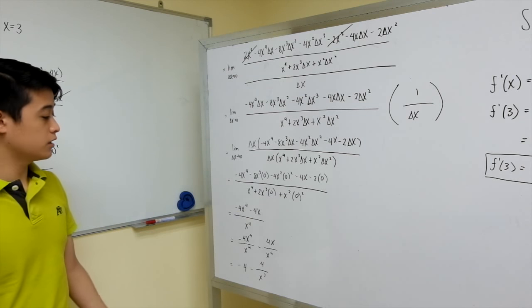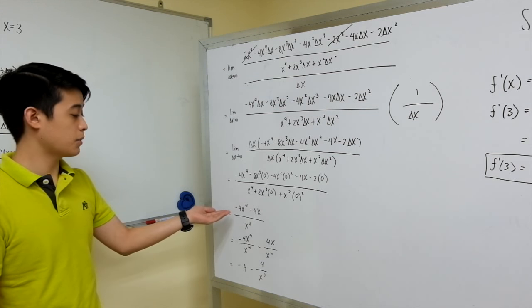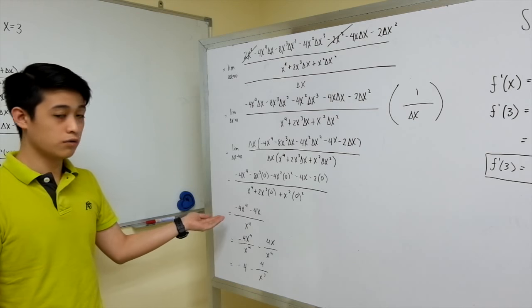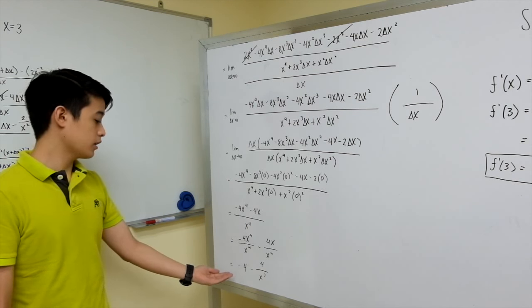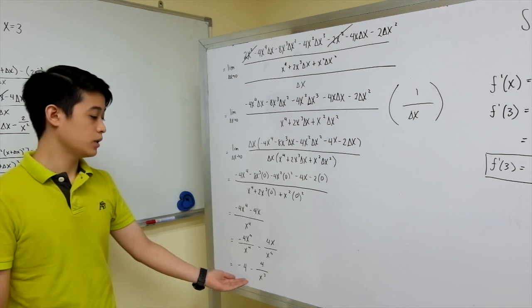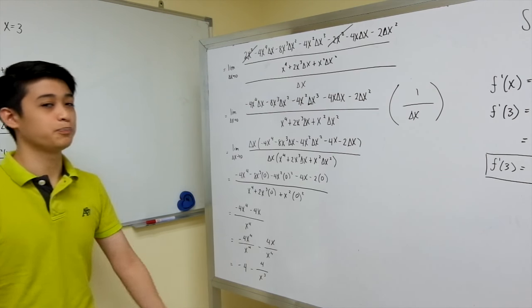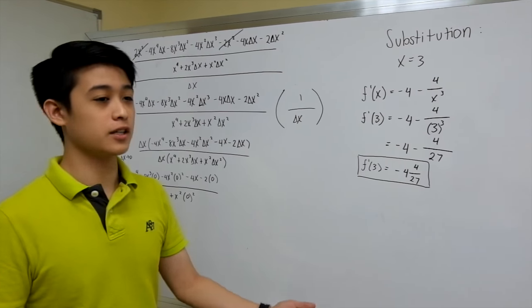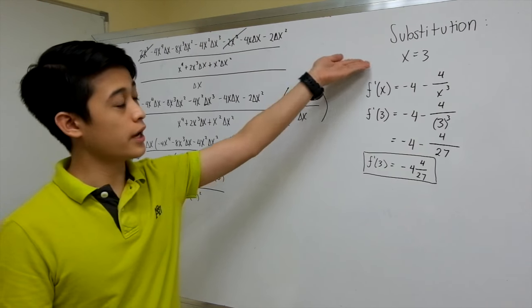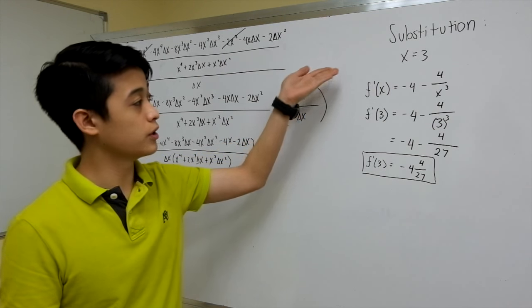So when it's simplified, the answer is negative 4x to the power of 4 minus 4x all over x to the power of 4, which can still further be simplified into negative 4 minus 4 over x cubed. And that is the derivative of the function. In order to find the slope of the tangent line of the function, we substitute x equals 3 into the derivative.